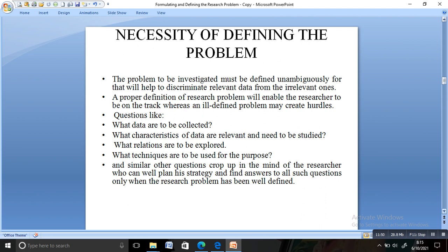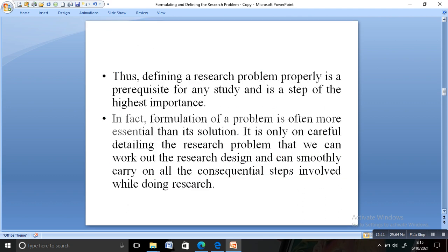So you should have these questions: what data to be collected, what characters of the data to be collected, what relations to be studied, and what techniques to be studied, and you can find out the answers. So defining the problem is very important, and formulation of the problem is also very important. We will be having a lot of steps in doing the same, defining the problem and formulating the research problem.